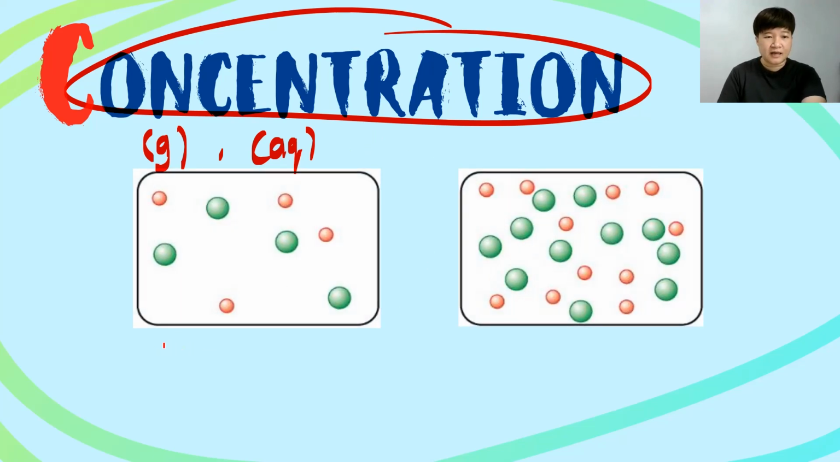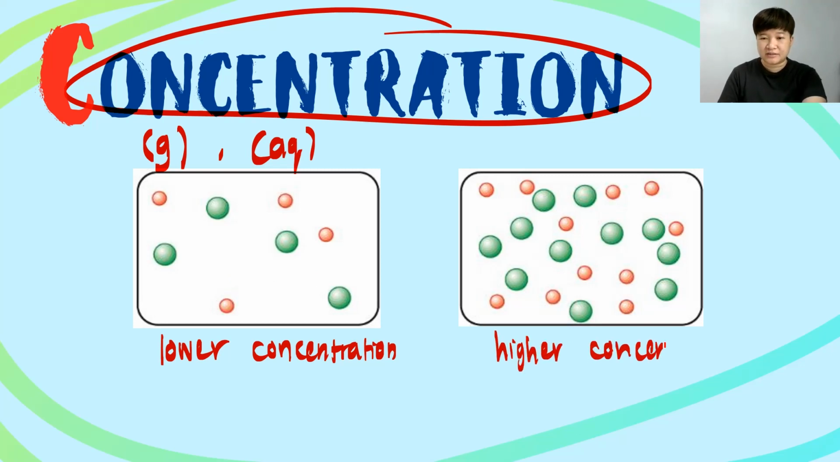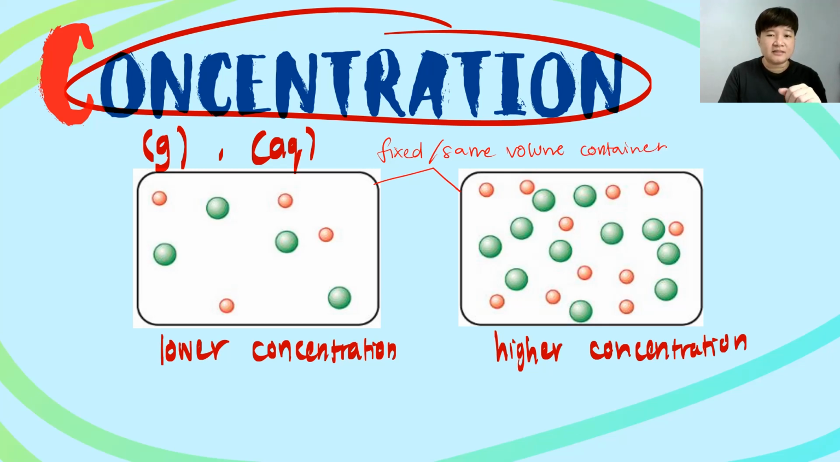I have 2 conditions over here. Pretty obvious, I have a lower concentration over here. Why is that a lower concentration? Because the number of particles is less. And obviously over here is higher concentration. But if you look at the 2 pictures, there is one similarity. Both of the container sizes are the same. So, concentration can only be discussed when you are in the same volume of container. So when the container size is the same or fixed, only then can you change the concentration.